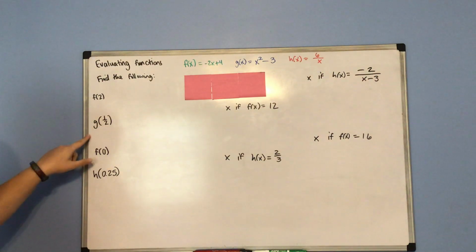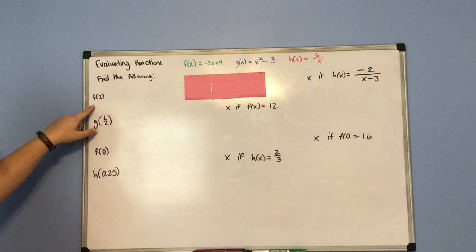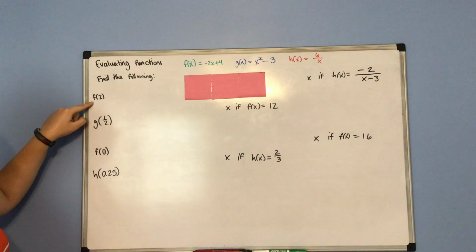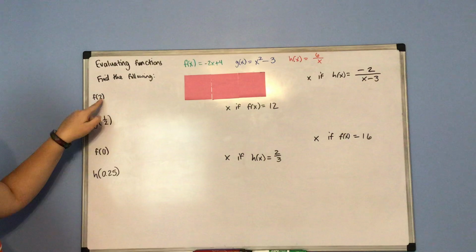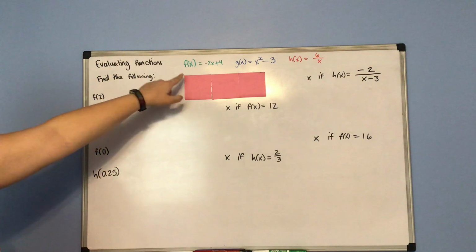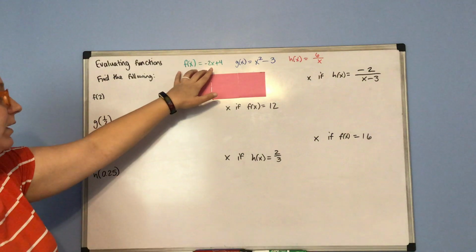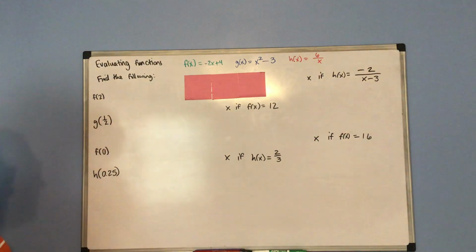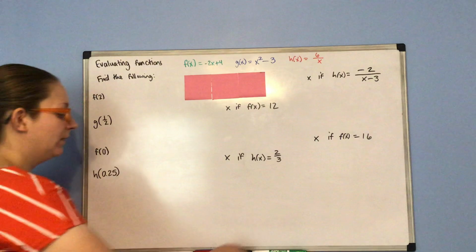So these first four, I have a letter and then in parentheses a number. The letter says this is the function I need to use. The number inside the parentheses says please plug this in for x. Up here we have some functions, f of x, g of x, and h of x. So when we do these, we need to be careful to find the right equation and to put our numbers in the right spots.